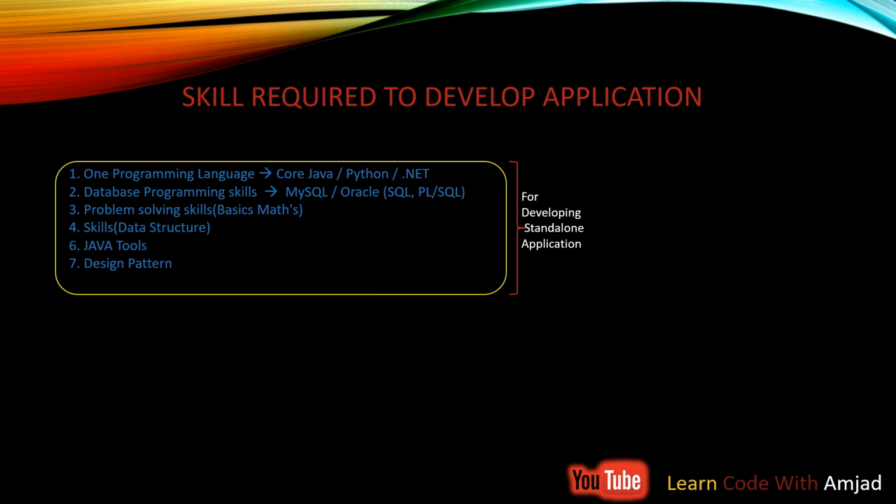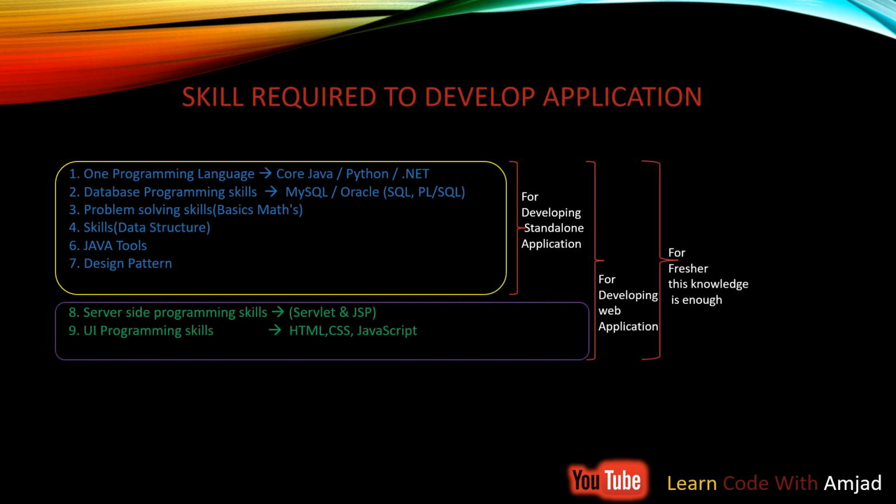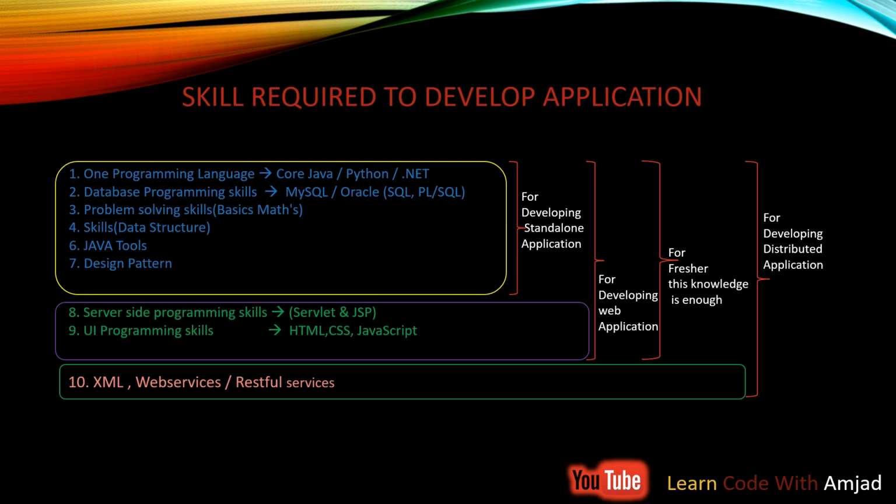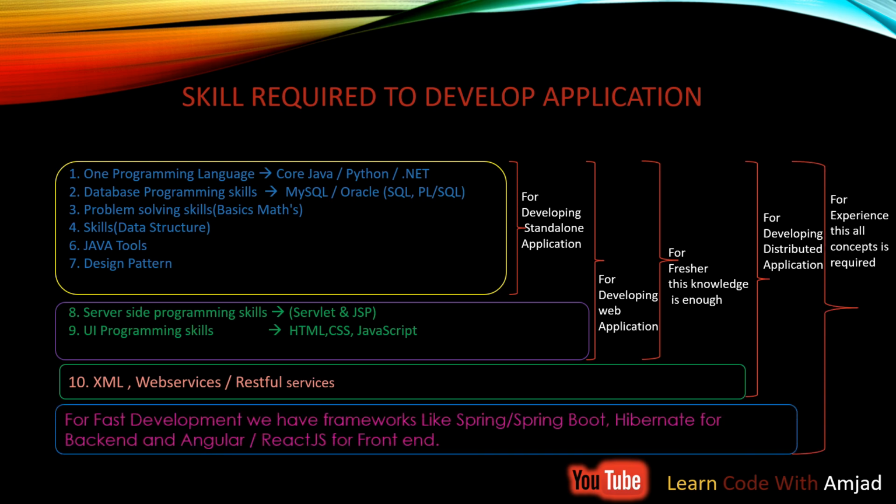For developing a web application, we require servlet and JSP knowledge. These are server-side programming skills. For the front end, we require HTML, CSS, and JavaScript knowledge, and those are UI programming skills. For a fresher, this knowledge is enough to crack the interview. For a distributed application, the knowledge we require is XML, web services, or RESTful services. For fast development, we have frameworks like Spring or Spring Boot and Hibernate for the backend, and Angular and React.js for the front end. So these are the skills we require to develop one application.